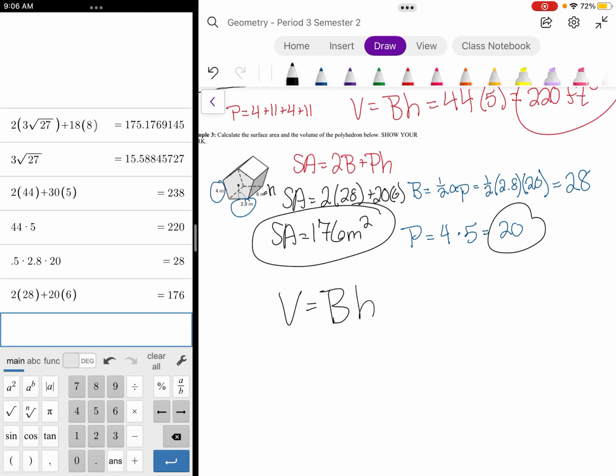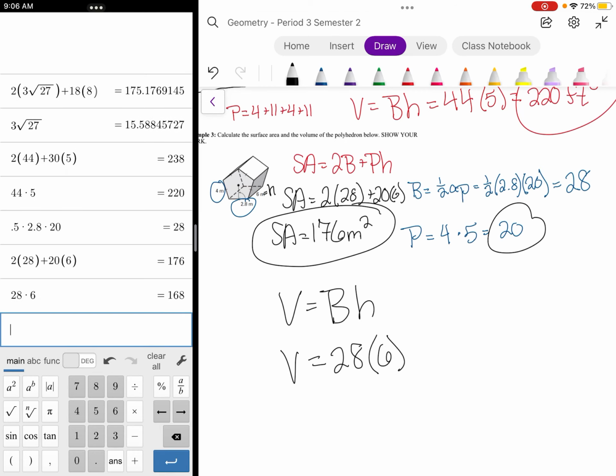And again, our volume is pretty easy because we already found all of our values we need. So we know the base area is 28, and we know the height is 6. So we're just going to multiply those two together, and we're going to get 168 meters cubed. And that's our answer. Let me know if you have any questions.